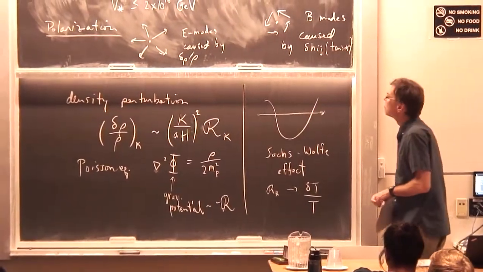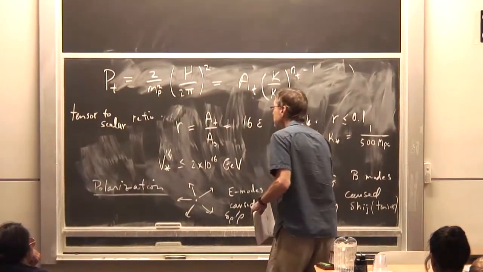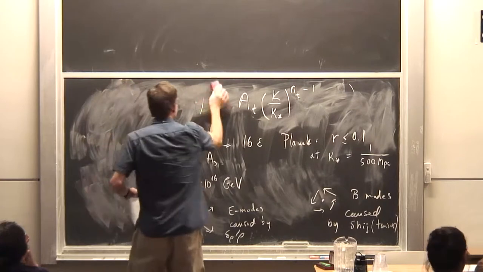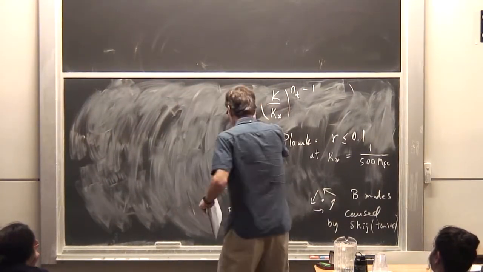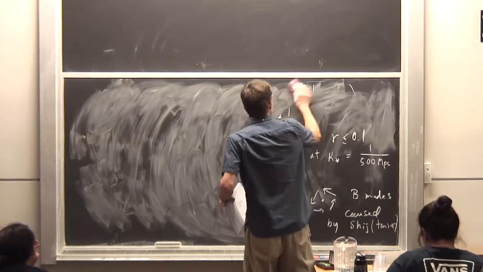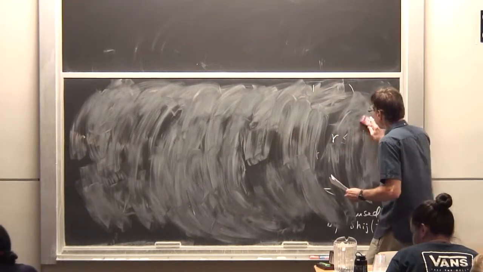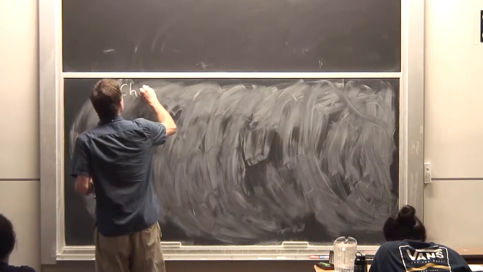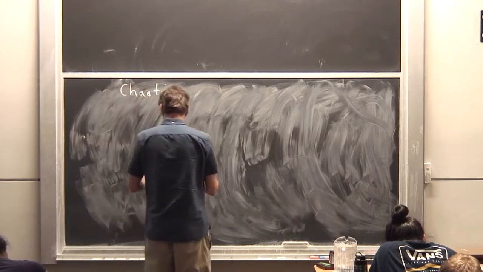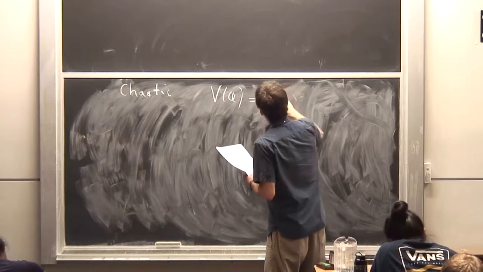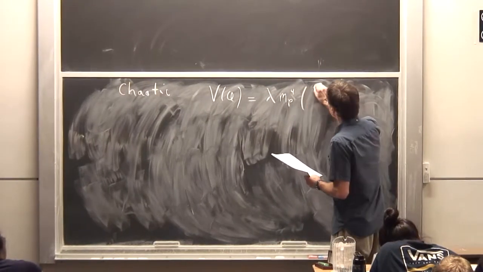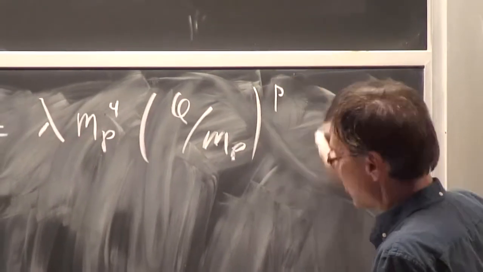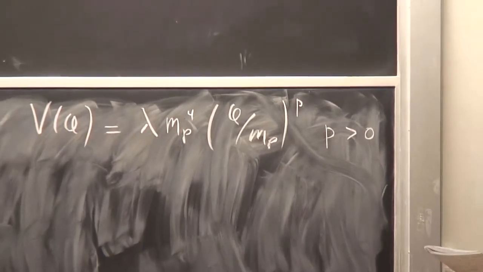Yeah, so what I'd like to do is work through an example, which is known as chaotic inflation. It was one of the early models, around the same time as people came up with new inflation. André Linde proposed a very simple class of inflationary models that are known as chaotic. And they're nothing more than a monomial. One could very generally parameterize them as a dimensionless coupling lambda times the Planck mass to the fourth, times the ratio phi over M_P to some power p, where we need p to be greater than zero to get inflation.